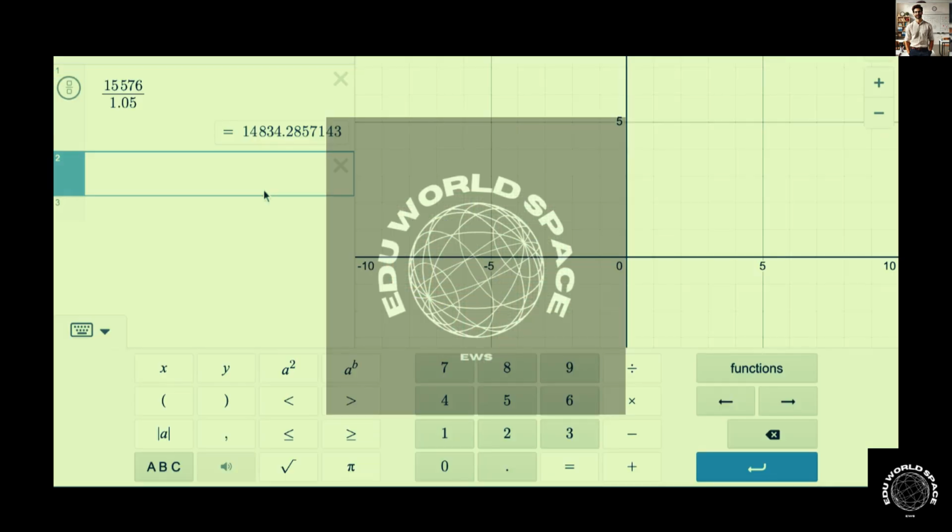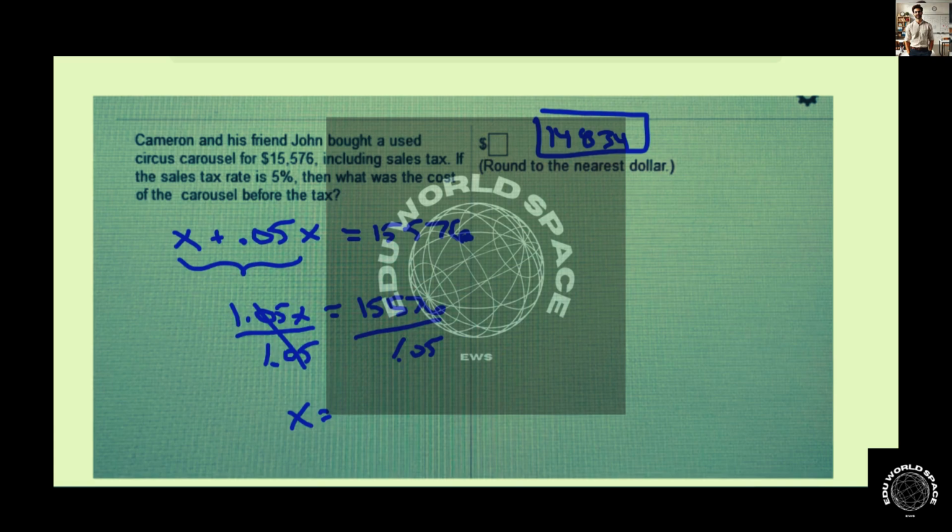That way, if it cost $14,834 and then 5% on that amount, you get 15,575.7, which rounds to 15,576.